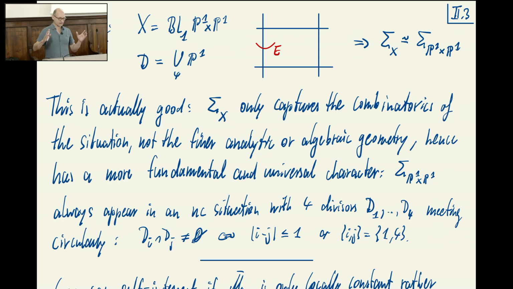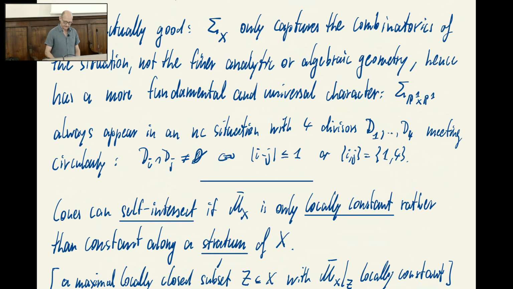But having this universal framework makes it a lot more useful because you can first solve a tropical problem, and that will solve the problem for a big class of geometries, and then look into the more refined things that have to do with Gromov-Witten theory and the virtual formalism and so on. And we will see something like this going on later in this series of talks. Okay, so sigma x only captures the combinatorics of the situation, not the finer analytic or algebraic geometries that we saw in this D-semi-stability, for example, right? We'll never see this. Hence it has a more fundamental and universal character.